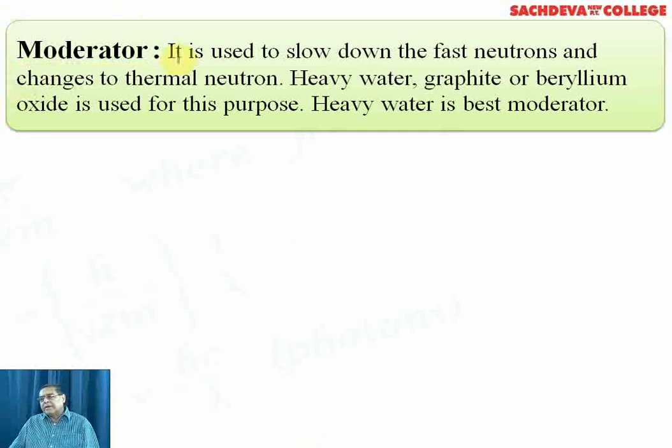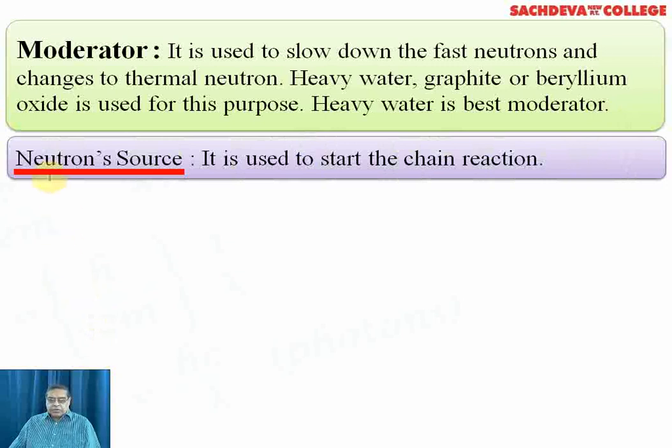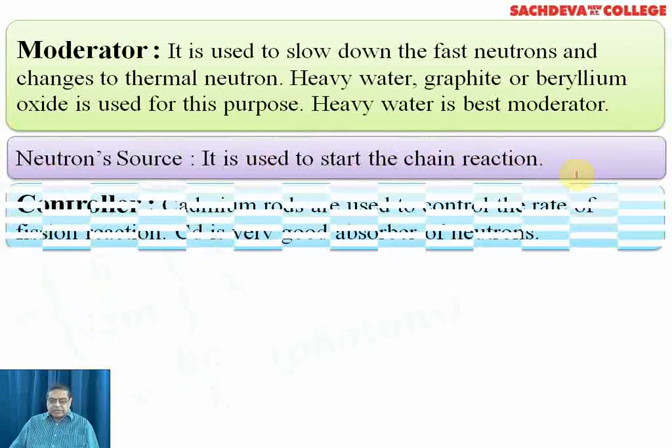The second part of the reactor is called the moderator. As I have explained earlier, it will slow down the fast neutrons obtained from the source of neutrons, which is normally beryllium. It is used to slow down the fast neutrons and change them to thermal neutrons. Heavy water, graphite, or beryllium oxide is used for this purpose. Heavy water is the best moderator. The main purpose of the moderator is to slow down the neutron so that it acquires the energy of 1 to 1.2 MeV to start the fission. The neutron source is used to start the chain reaction.